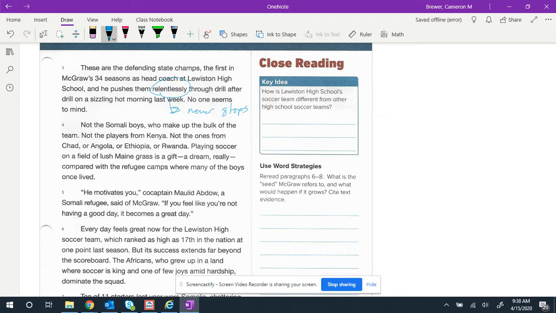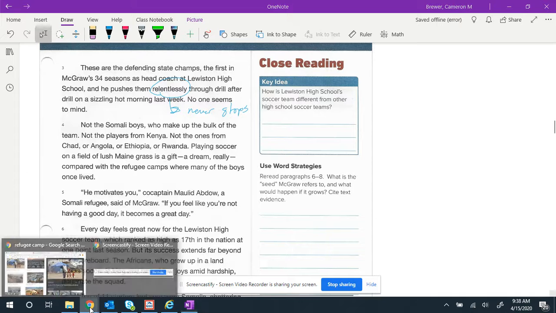Not the Somali boys, who made up the bulk of the team, not the players from Kenya, not the ones from Chad or Angola or Ethiopia or Rwanda. Playing soccer on a field of lush Maine grass is a gift. A dream, really, compared with the refugee camps where many of the boys once lived.